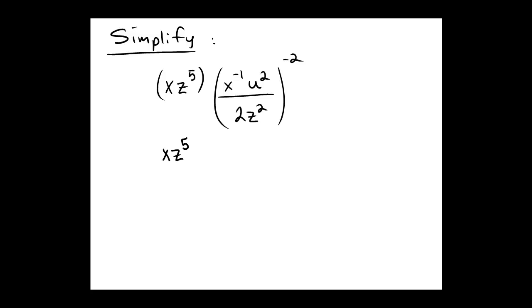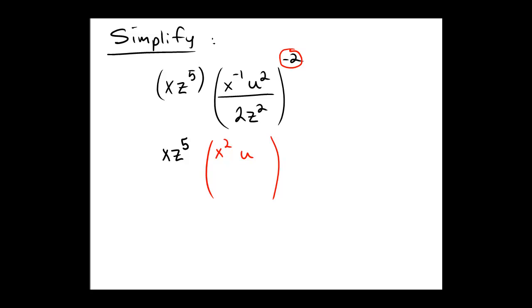I've got an x z to the fifth. That thing's untouched because it has no powers. Now I'm going to use the distributive property for exponentiation through multiply and divide to use that -2 exponent on each one of the entries down below. So we would have x to the -1, -1 times -2, which would be x squared, because the rule for power to power would be multiplying the powers.